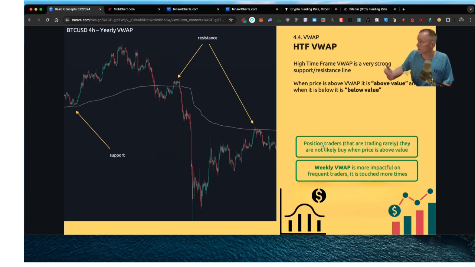We're going to look at a few examples, and then I can even pull it up over here in TradingView too. This is an example of a high time frame vWAP. It's a very strong support and resistance. See how I was talking about it? It looks similar to a moving average, and kind of is in theory. When price is above vWAP, it's above the value. When it's below, it's below the value.